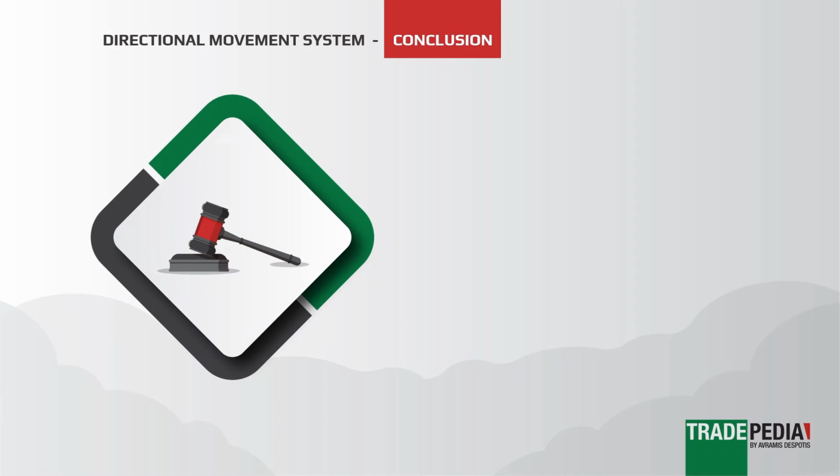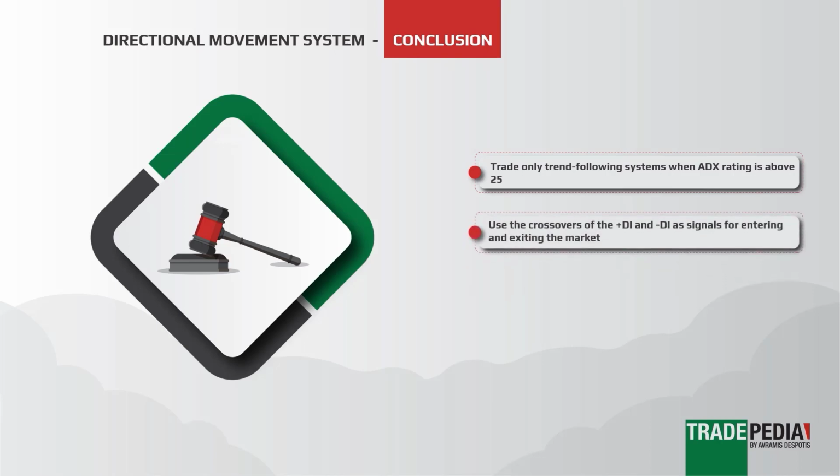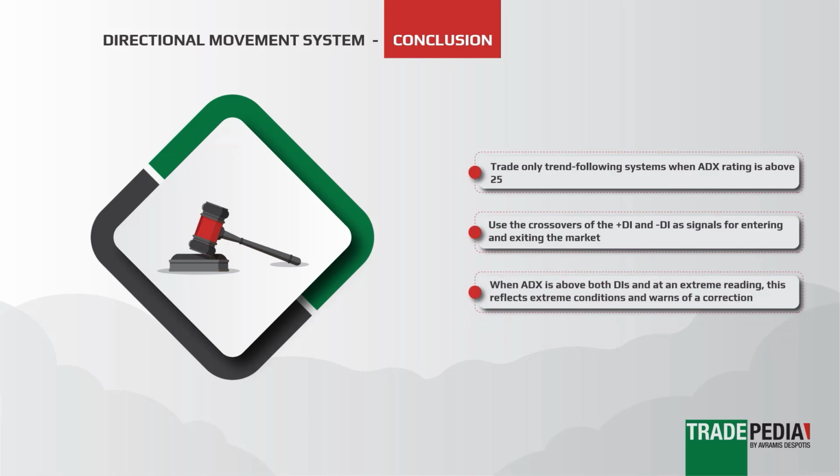When using the directional movement system, trade only trend-following systems when ADX rating is above 25, and remember that the ADX level reflects the degree of directional movement, not the direction itself. Use the crossovers of the plus DI and minus DI as signals for entering and exiting the market. Note that when ADX is above both DIs and is in an extreme reading, this reflects a trend that is overbought or oversold and could act as a warning towards a correction.